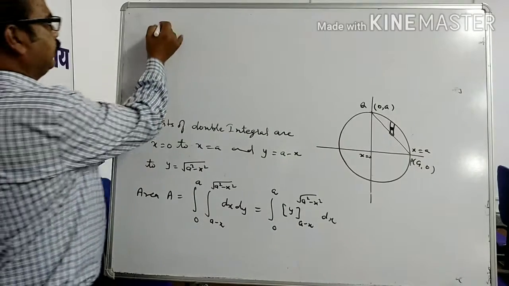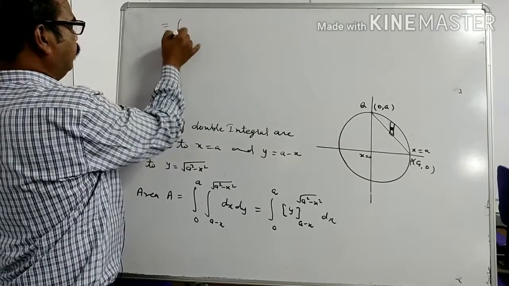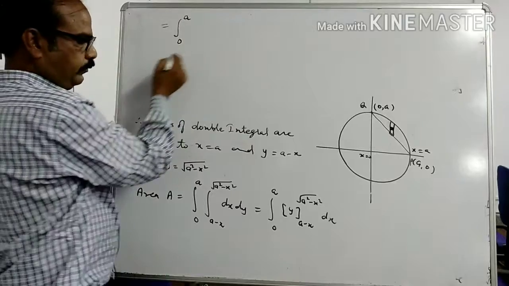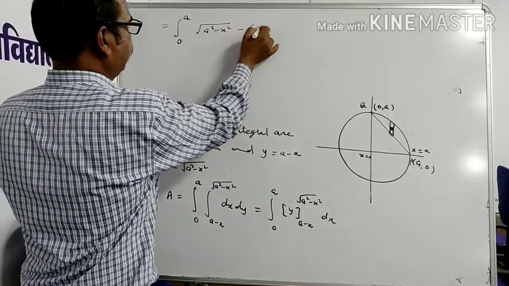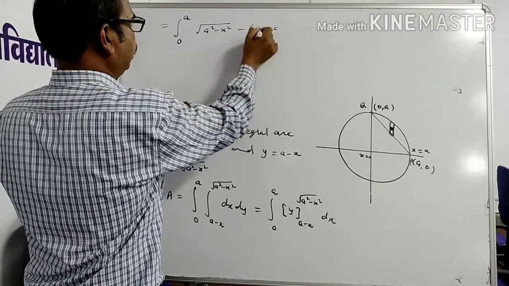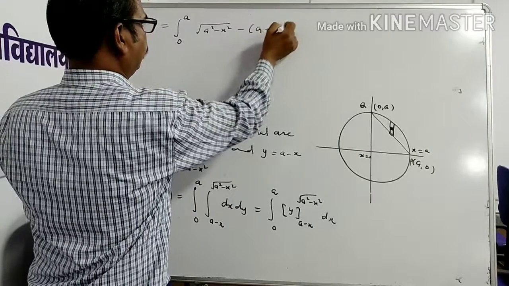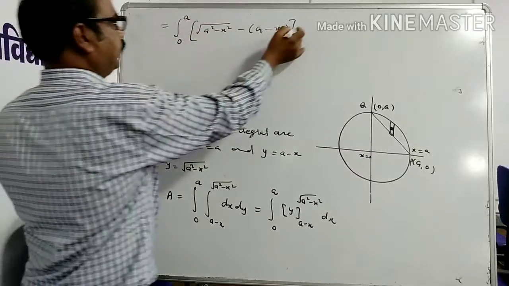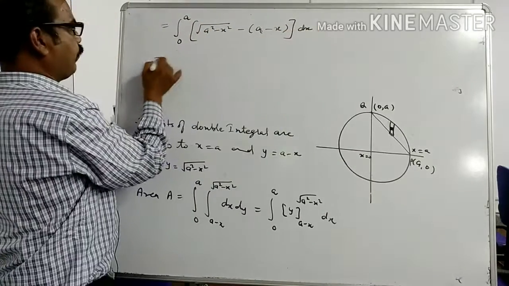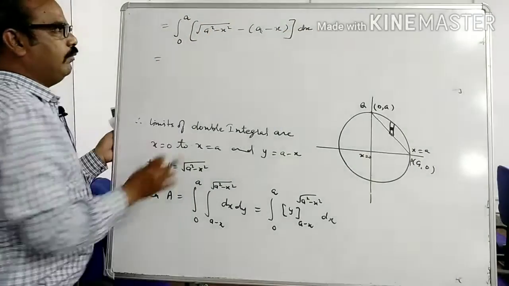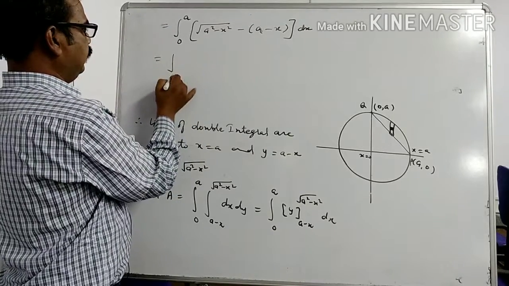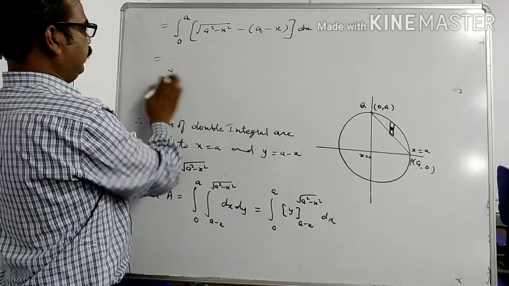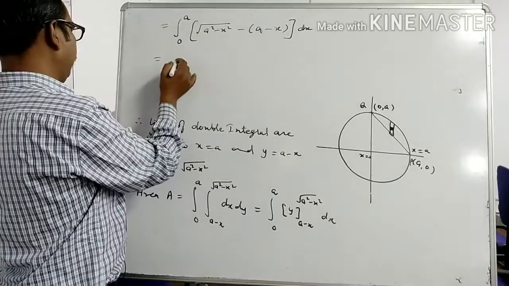So it is the integral from 0 to a of (under root of a square minus x square minus x) minus (a minus x) dx. So now we will integrate this. It is from 0 to a, now we will integrate it.